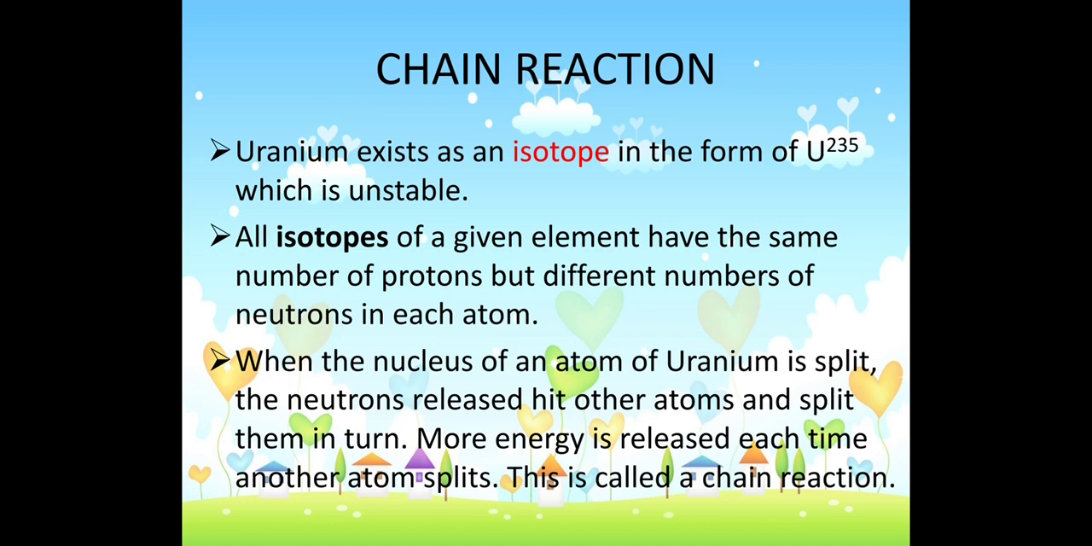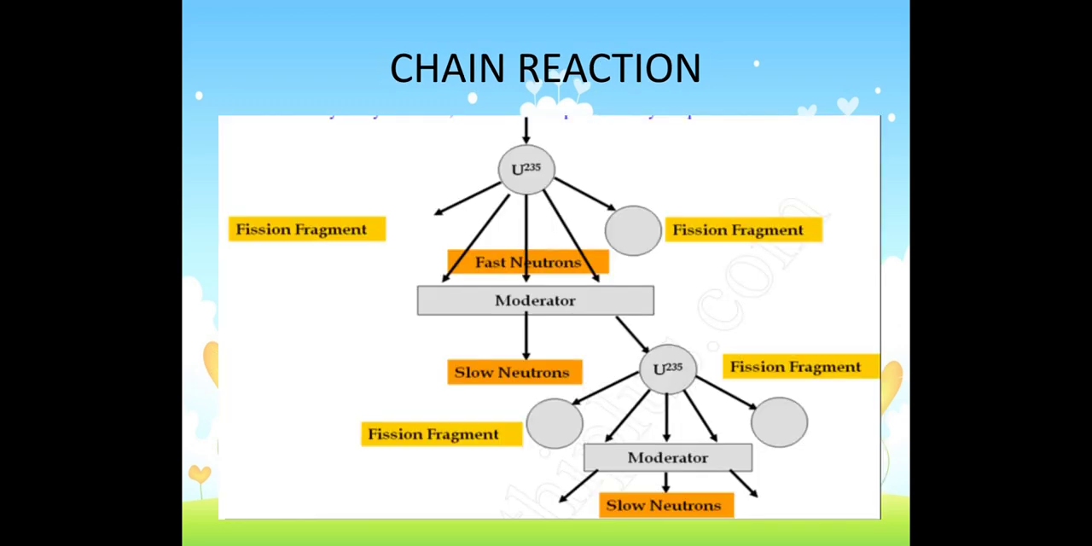When the nucleus of an atom of uranium is split into two elements, the neutrons released hit another atom and also split it. More energy is released each time another atom splits. This is called a chain reaction. It is a diagrammatic representation of a chain reaction.